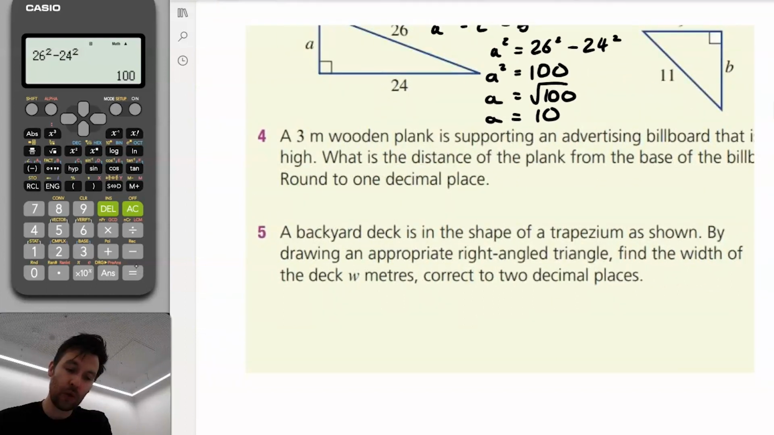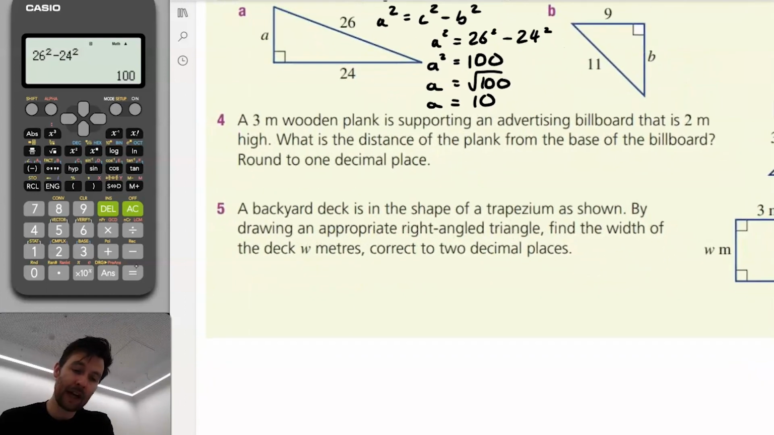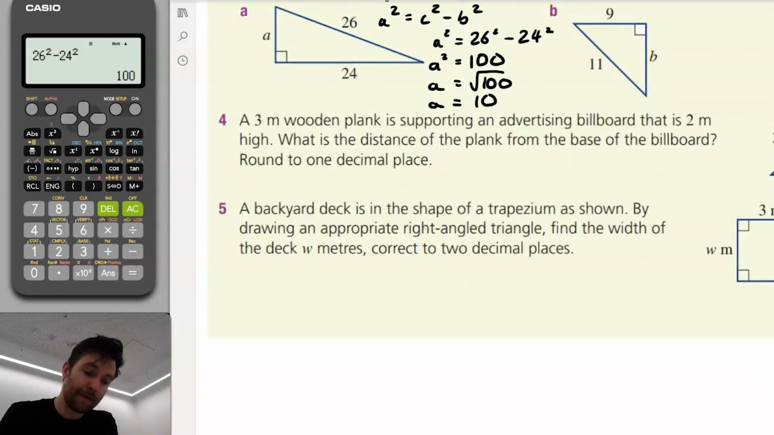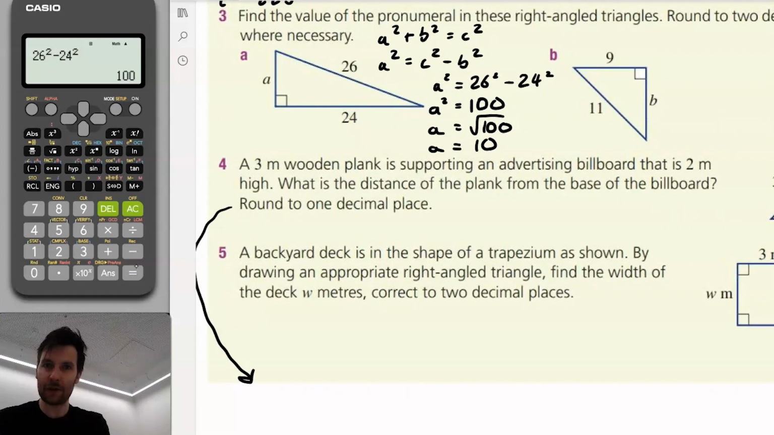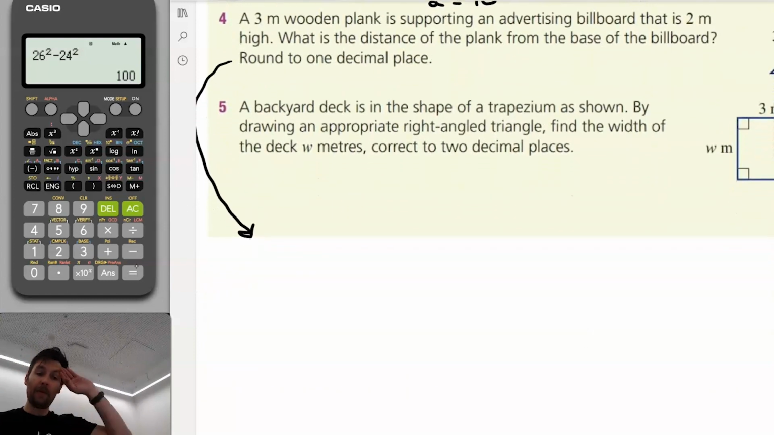Now we've got 2 worded questions here. And I'm going to answer number 4. And if you want to try number 5 or any of the other questions, I'm not going to answer literally every question, by the way. I'm just going to show you how to do each type of question. But for these worded questions, there's a couple of things that we've got to do. So we've got to try and imagine what the actual situation is. So in this case, we've got a 3-meter wooden plank supporting a billboard that is 2 meters high.